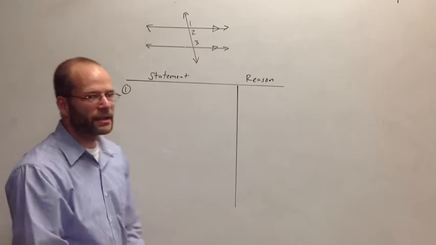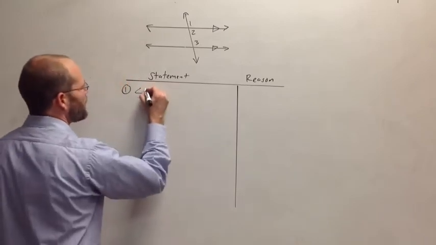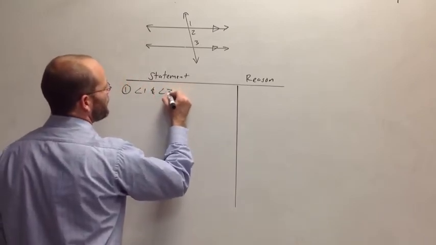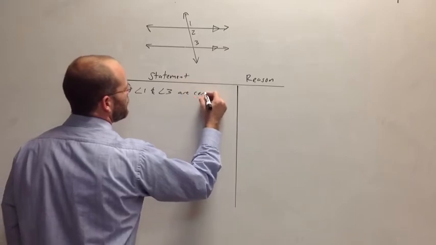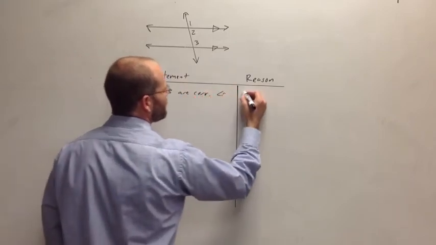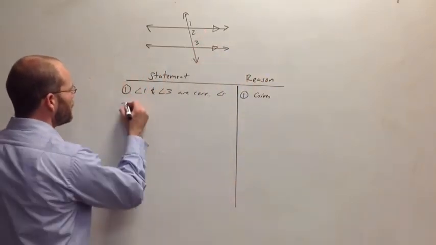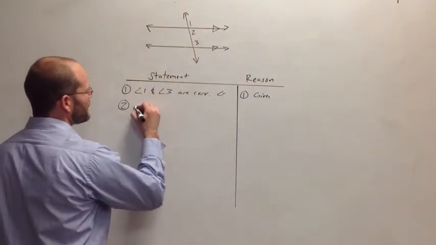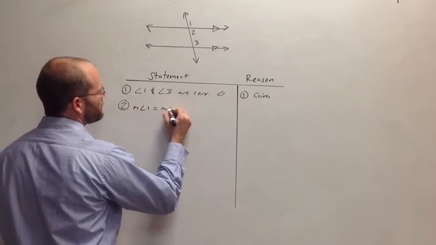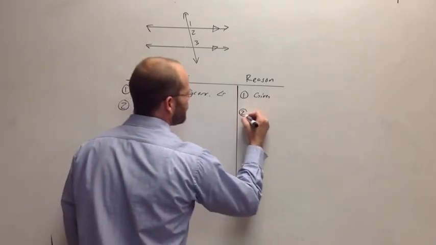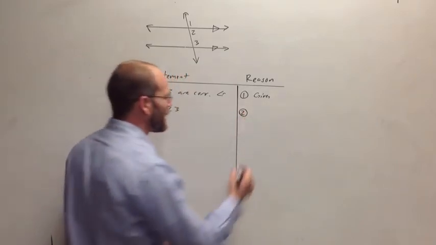Number one, I'll start by looking at angles 1 and 3. I'll notice that angle 1 and angle 3 are corresponding angles. That's a given in the diagram. Number two, since they're corresponding angles, I know that the measure of angle 1 is equal to the measure of angle 3. How do I know that? By the corresponding angles postulate.